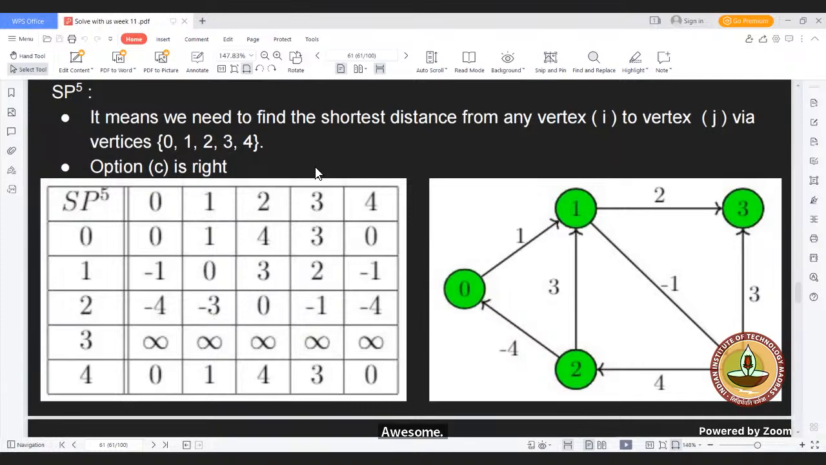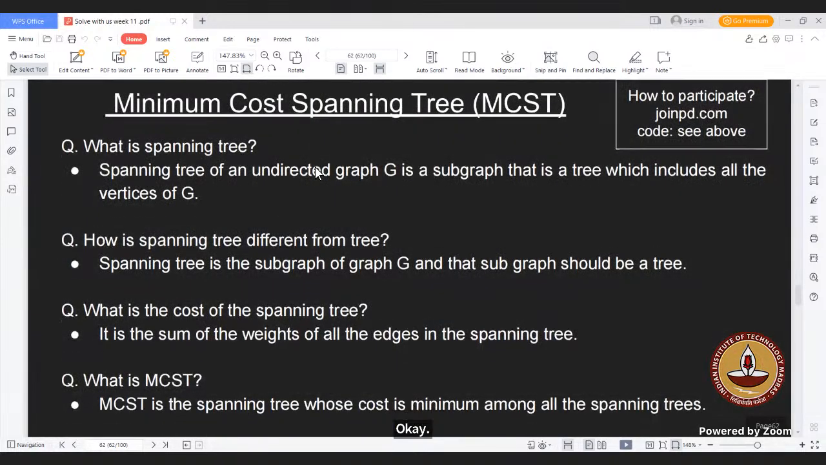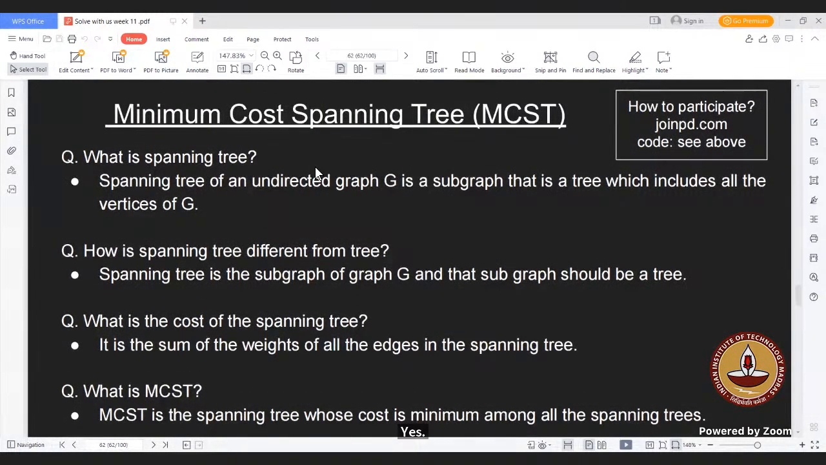Yes, sir. Okay. So now we'll be discussing what is a minimum cost spanning tree. What is a spanning tree? A spanning tree of an undirected graph G is a subgraph that is a tree which includes all the vertices of G. So it is a subgraph of the graph, and the subgraph is also a tree. And the tree includes all the vertices which are there in the graph G. So how is a spanning tree different from a tree? A spanning tree is a subgraph of G, and the subgraph should be a tree.